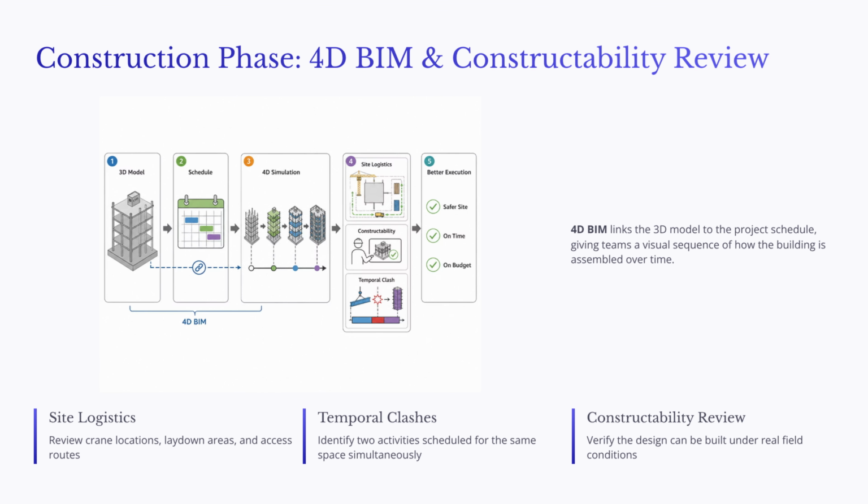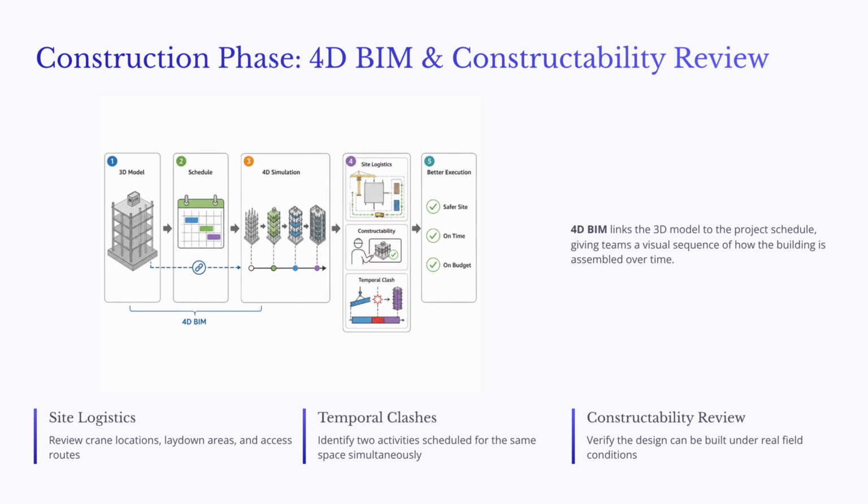Once the project moves into construction, BIM begins to support field execution more directly. At this stage, the project team needs to understand not only what will be built, but also how and when it will be built. This is where 4D BIM becomes useful. 4D BIM links the 3D model to the project schedule. The fourth dimension is time.